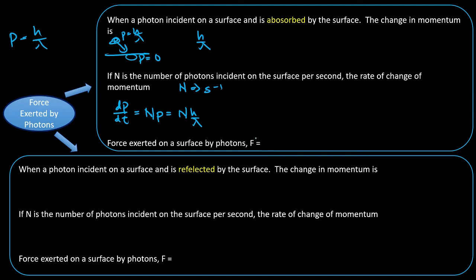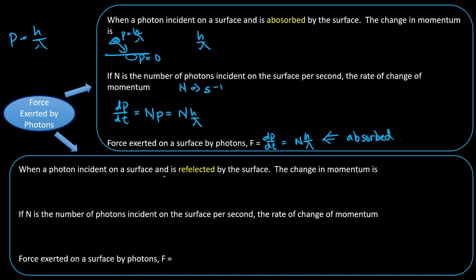Okay. Then what is the force exerted on the surface by photons when they are absorbed by the surface? We know that F is equal to dp/dt, so it will be equal to nh per lambda. This is the force exerted by the photons when the photons are absorbed by the surface.